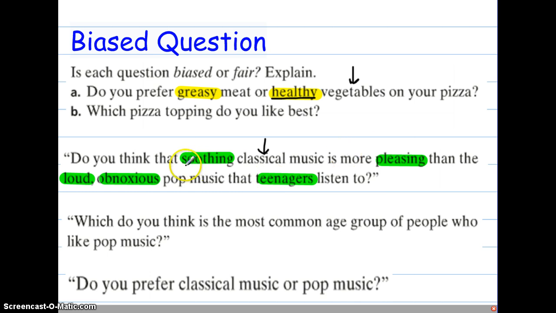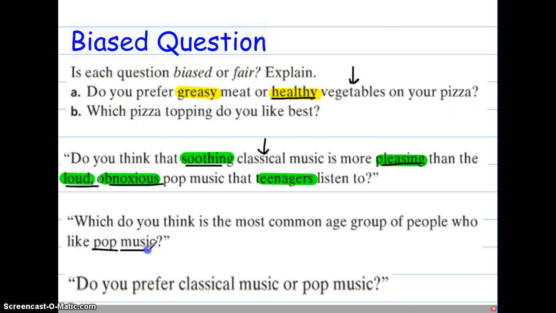They've called classical music soothing and pleasing, but they called pop music loud and obnoxious, and so that's obviously leaning them, trying to persuade you to pick classical music. So it's not a very fair question. It's a very biased question towards classical music. This one is a little bit better. Which do you think is the most common age group of people who like pop music? That's a pretty open question.